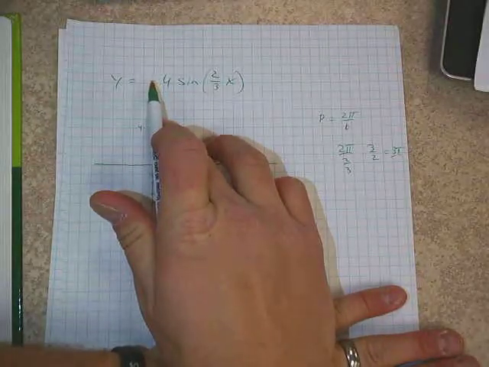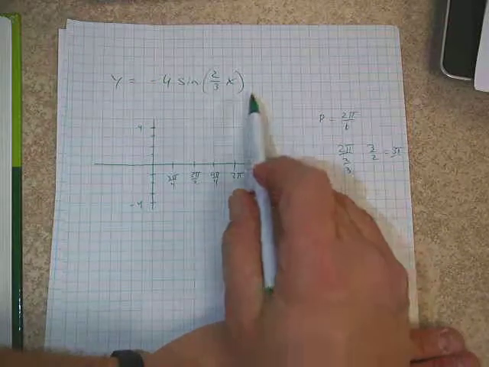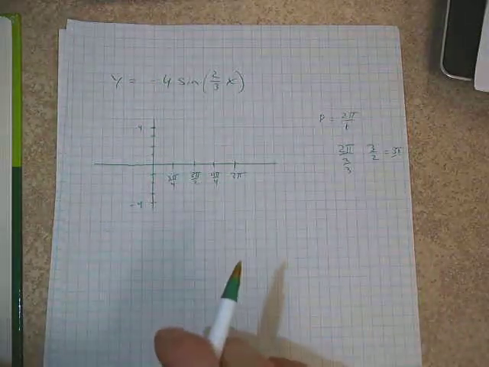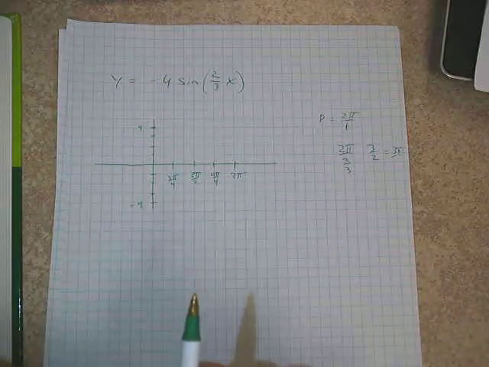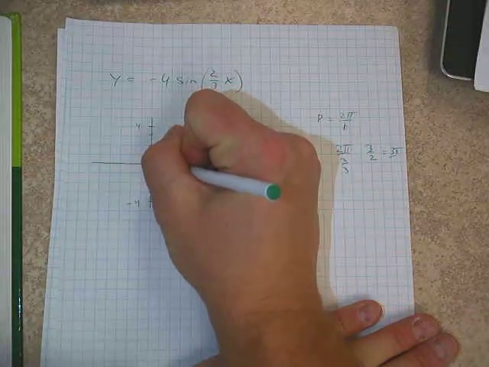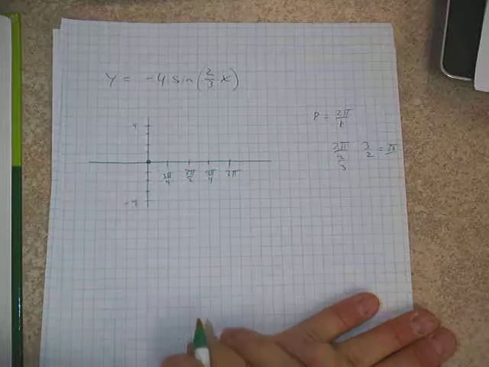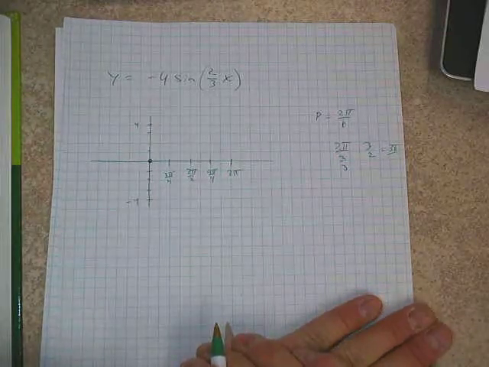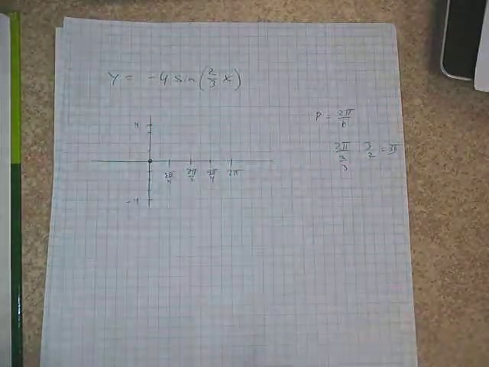There's one other issue here we've got to deal with, and that's the negative. We'll talk about that in just a minute. But you'll notice in this case there's no horizontal shift and there's no vertical shift. And it's a sine function. So am I going to start anywhere different than the origin? No, just like normal.